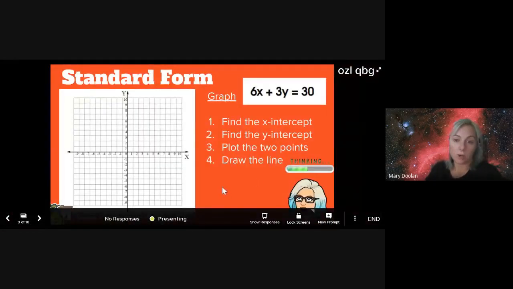All right, so last slide I'm going to give you some time to do before we go over it. I'm going to give you 5 minutes to do this one. We're going to graph 6x plus 3y equals 30 in standard form. And then these are your steps. Find the x-intercept. Find the y-intercept. Plot those 2 points that are your intercepts and then draw a line through them.